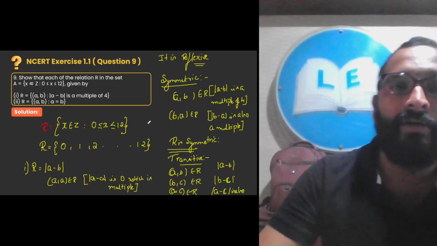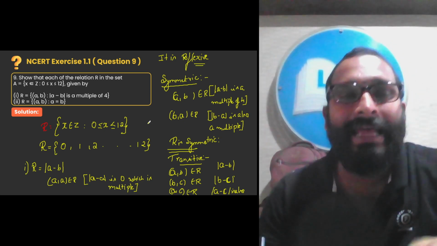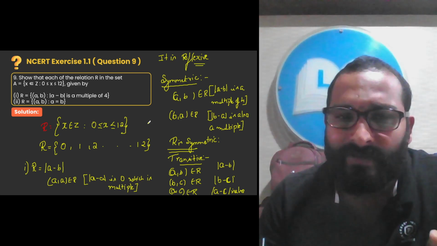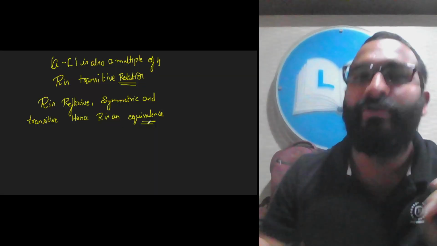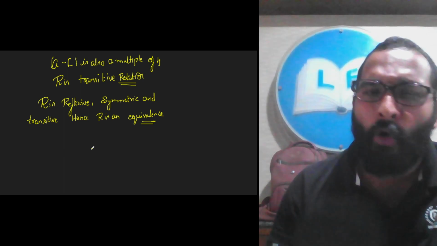So you can notice here, in this case, they had given R under set A from 0 to 12. A comma B is a multiple of 4, so it is reflexive, symmetric, and transitive. So we wrote it as an equivalence relation. Is that clear, children? Easy and simple? Yes, we have already solved the first sub question.